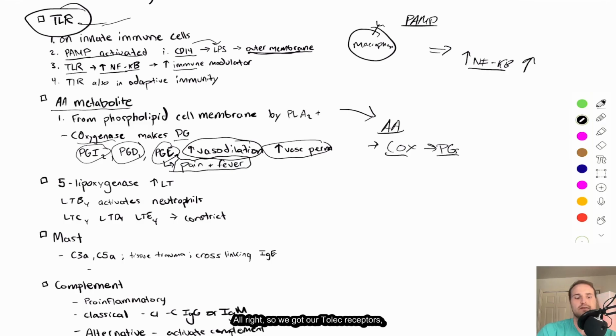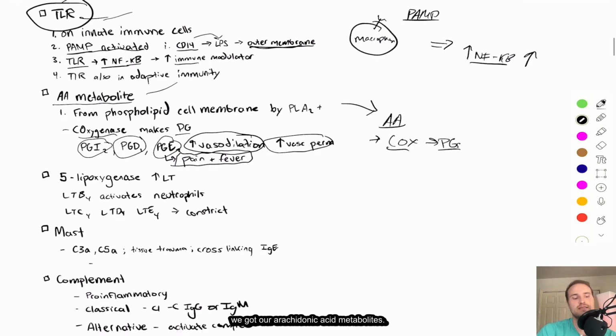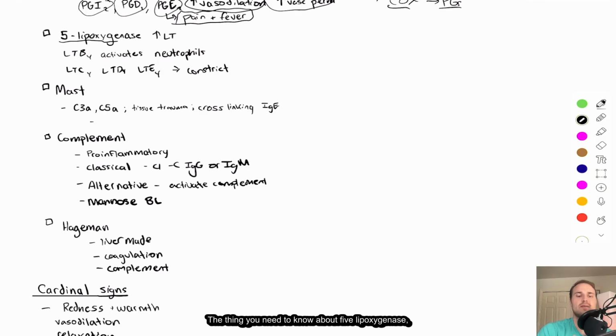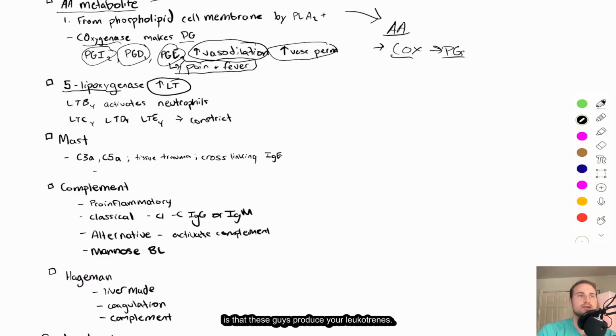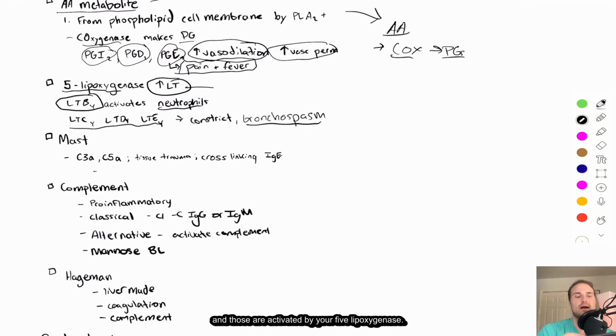All right, so we got our toll-like receptors, we got our arachidonic acid metabolites. The thing you need to know about 5-lipoxygenase, again, this is all the most high yield stuff that you'll ever get from Pathoma, you just got to know this stuff, is that it produces your leukotrienes. Like our LTB4 that activates your neutrophils. And like these substances right here, they're going to cause vasoconstriction. You could think of bronchospasm, increased vascular permeability as well. That's what the leukotrienes do, and those are activated by your 5-lipoxygenase. These are just pathways that you have to remember, your arachidonic acid metabolites.